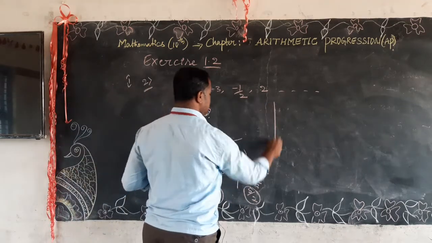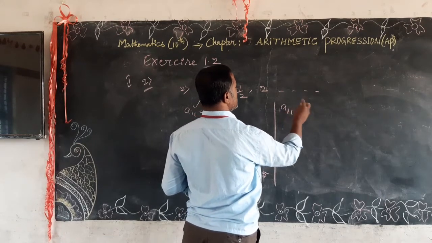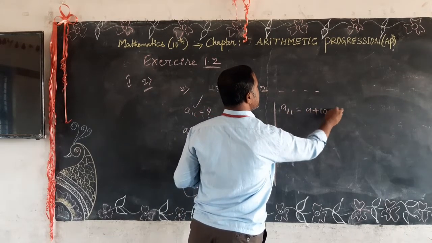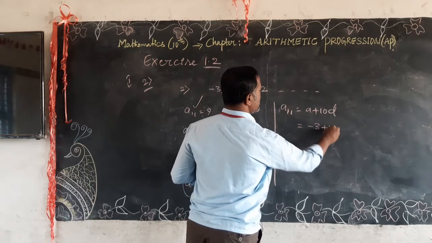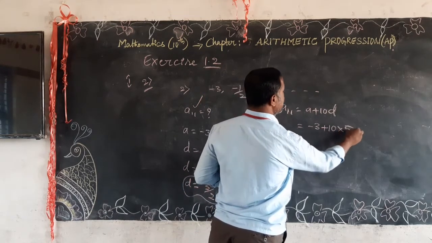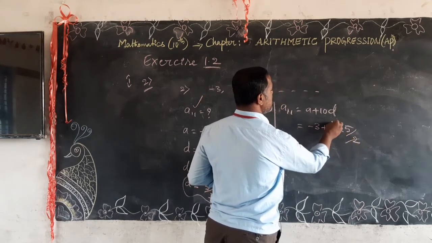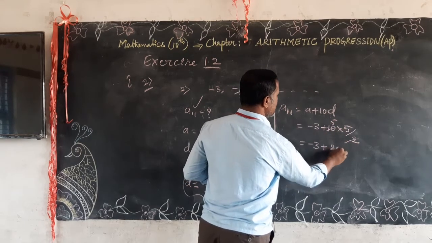Now what do we have to find here? The 11th term. That is A11 is equal to A plus 10D. A11 is how much? Minus 3 plus 10, write it as it is. What is the D value? Into 5 divided by 2. 2 ones are 2, 5 twos are 5, that is minus 3 plus 5 fives are 25.